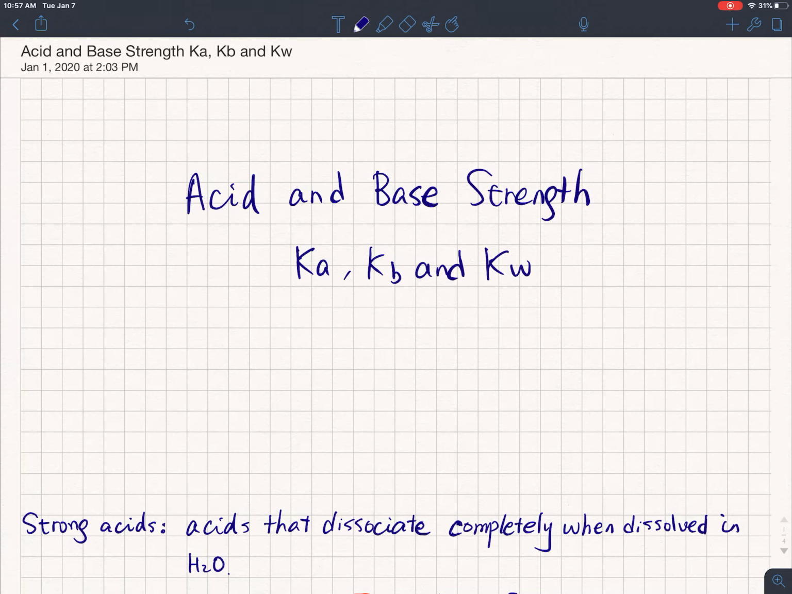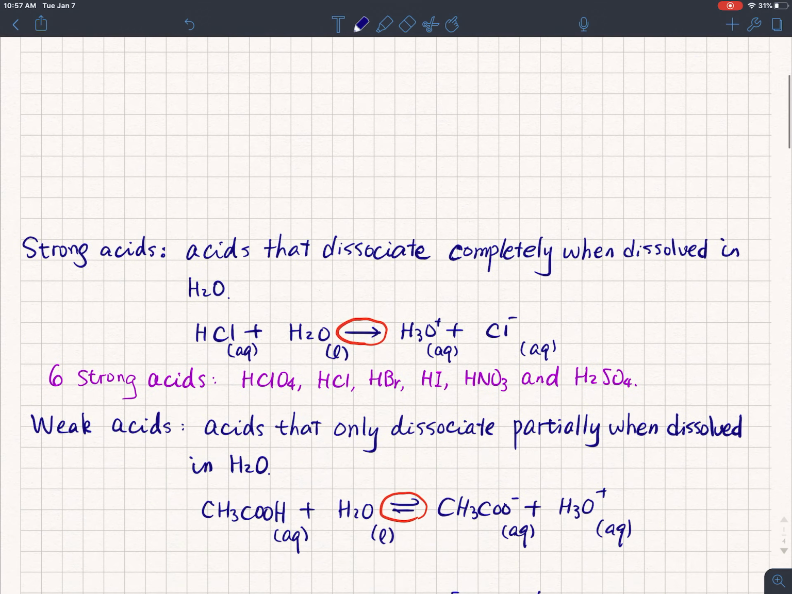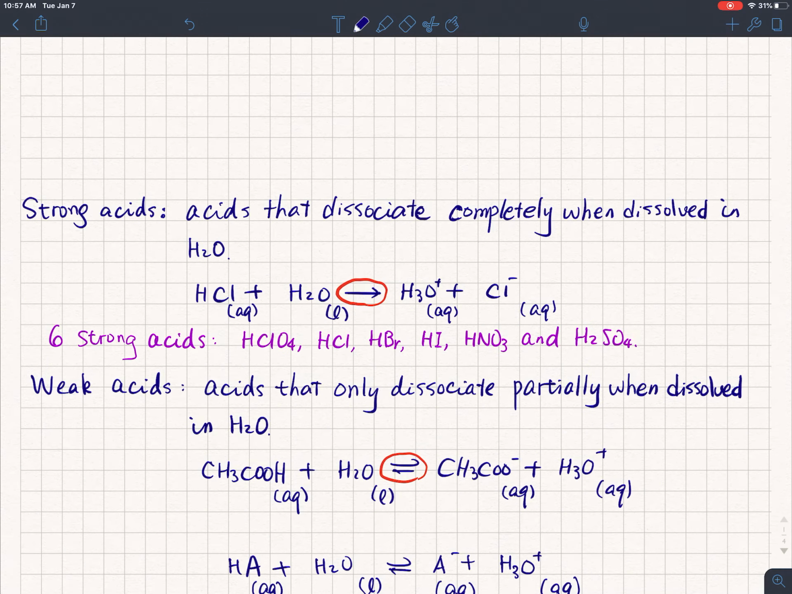In this video, I'm going to talk about the acid-base strengths, Ka, Kb, and Kw. We talked about earlier that acid and base, according to the Brønsted-Lowry definition, acids are proton donors and bases are proton acceptors. So a strong acid is defined as an acid that dissociates completely when dissolved in water, which means when it reacts with water, water will act as a base, a proton acceptor, and 100% of the acid will become H3O+ and Cl-.